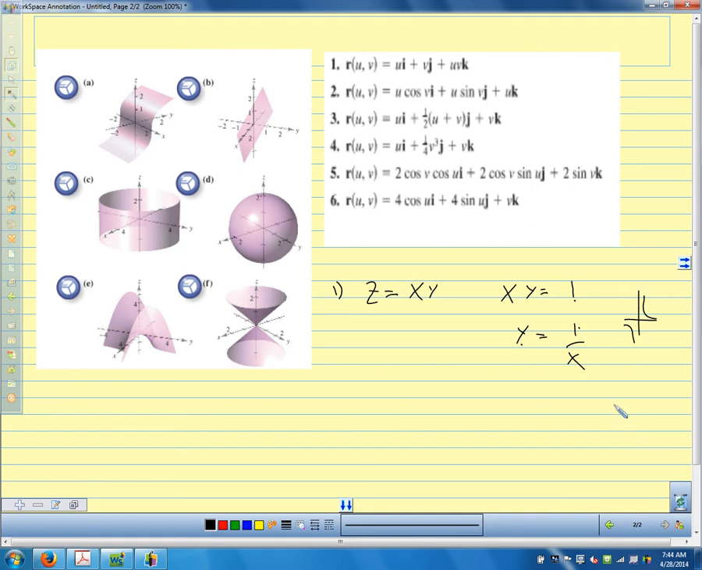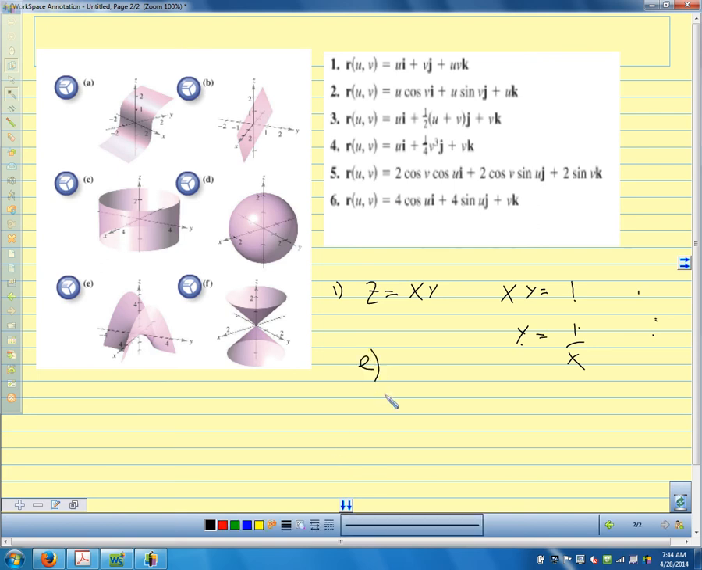So which one of these surfaces has hyperbolas? E. Right? We get hyperbolas this way. So that would be E.